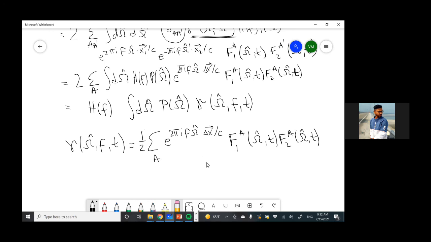In the previous expressions, you have a factor of 2, but shouldn't that be 1 by 2 itself? Because when you substitute it for... Yeah.